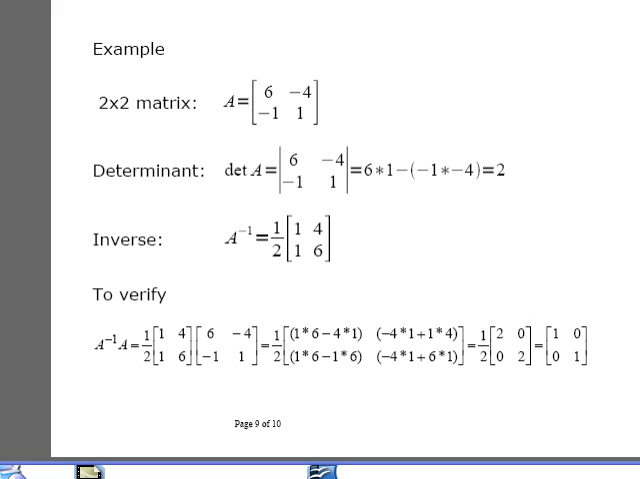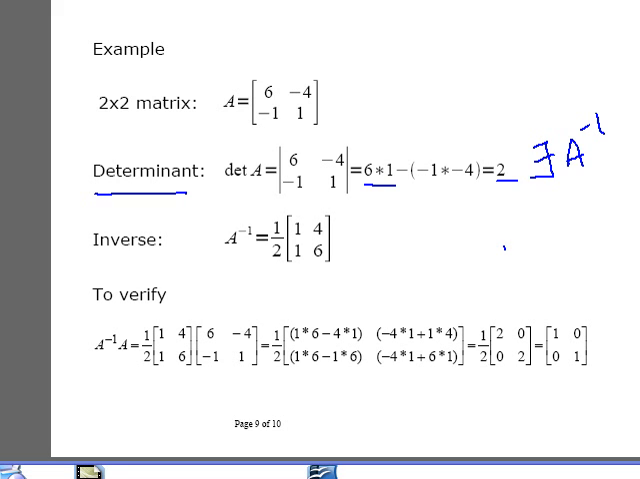And here's an example. Here's my 2 by 2 matrix, 6, minus 4, minus 1, and 1. First check the determinant to see if it's 0, in which case you can stop and say there is no inverse. Taking the determinant, I get 6 times 1 minus negative 4 times negative 1, which gives me 2. Okay, so the determinant isn't 0, the inverse exists.